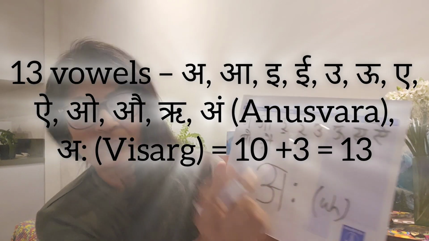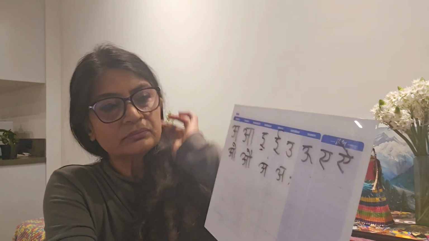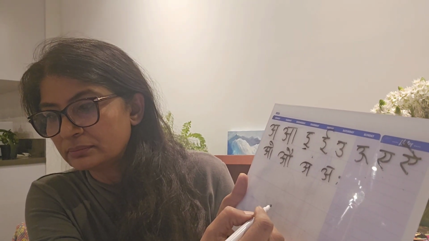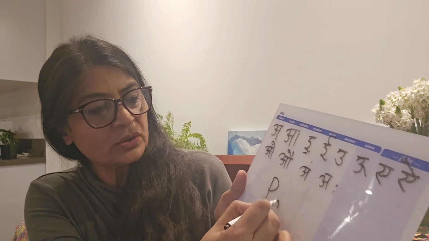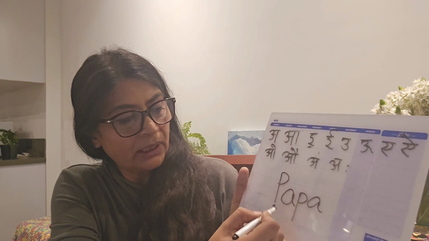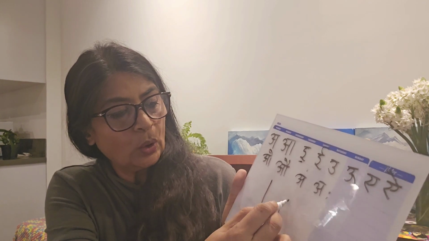Today we'll go a little further. In English, for example, if we have to say Papa, we know P, we know A, and that's how we make a word. If we want to say Lolo, for example, we just have to put an O and it becomes Lolo.